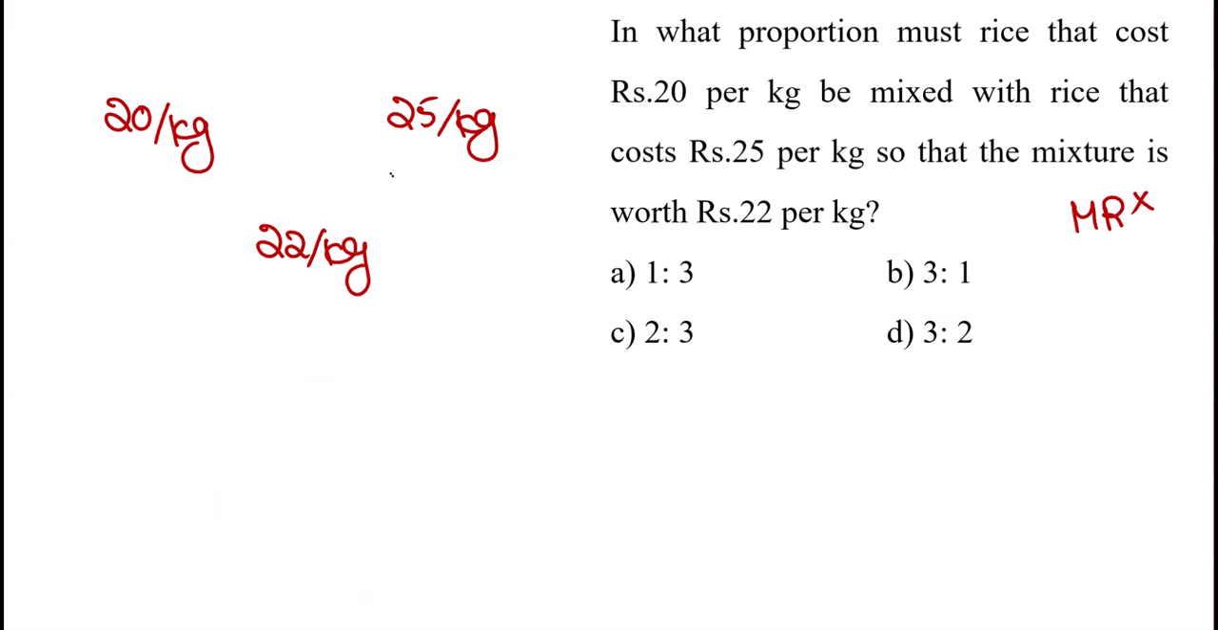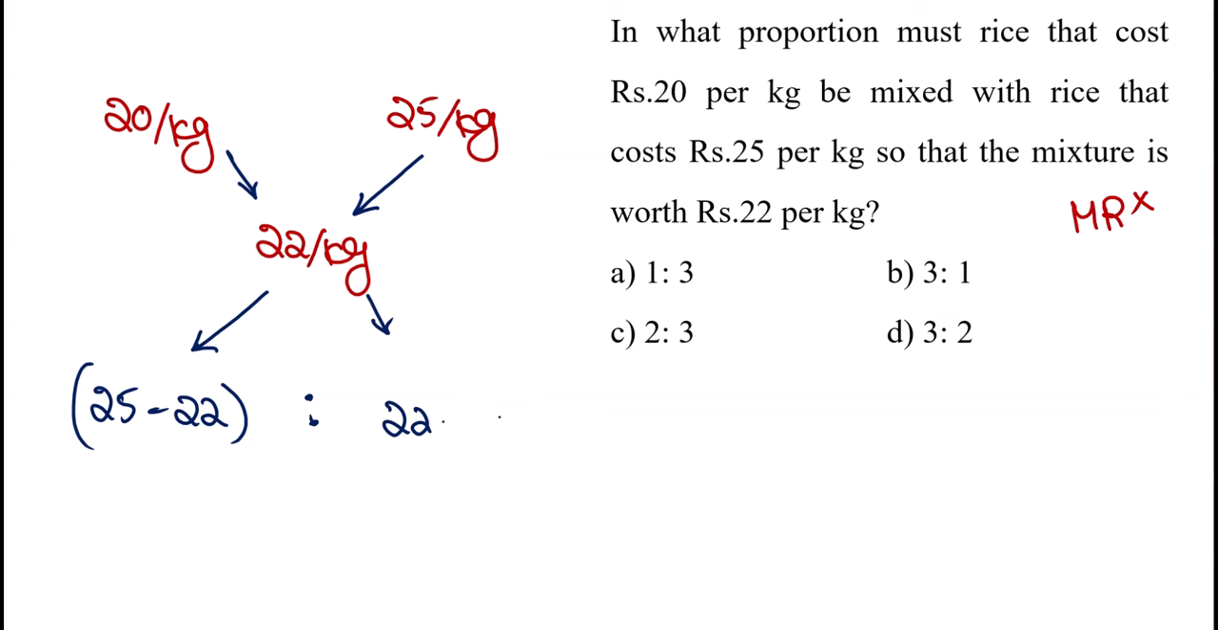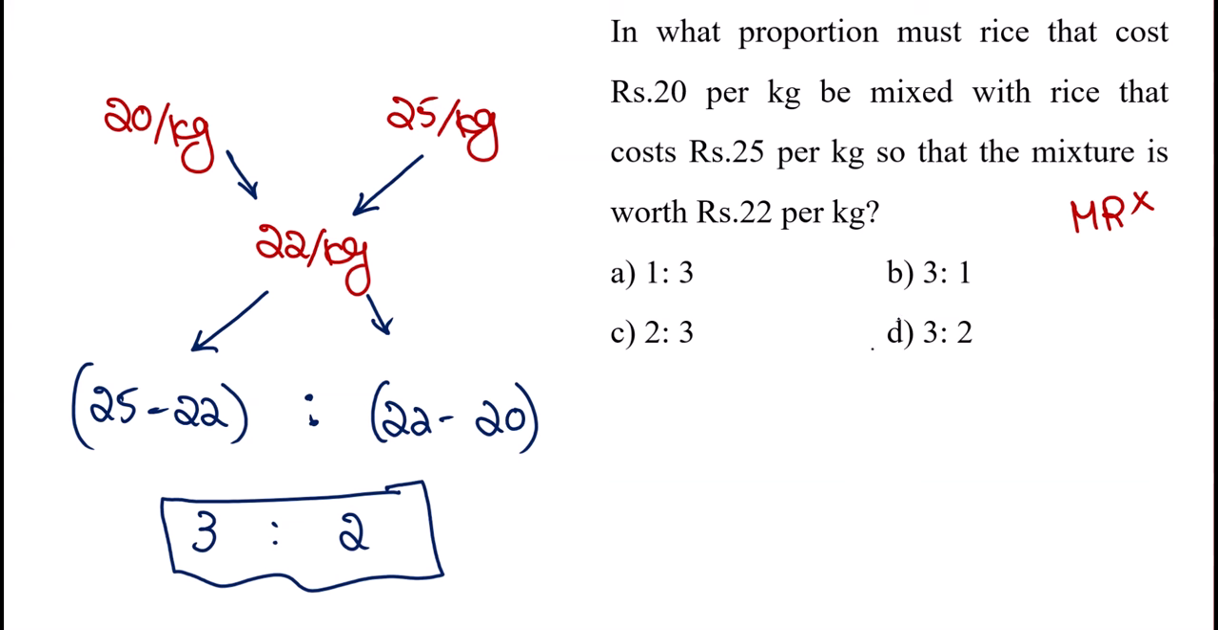Mixing, you got 22. Then what you have to do is take the difference and put it on the opposite side. That is the ratio we need to consider. The difference should always be positive. Why you have to do the difference, we discussed in regular classes, or you can take the reference of that original video. So 3:2 is the answer.